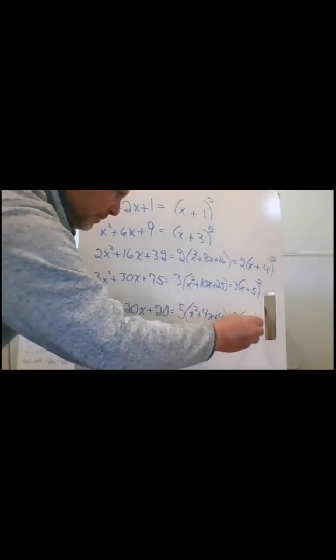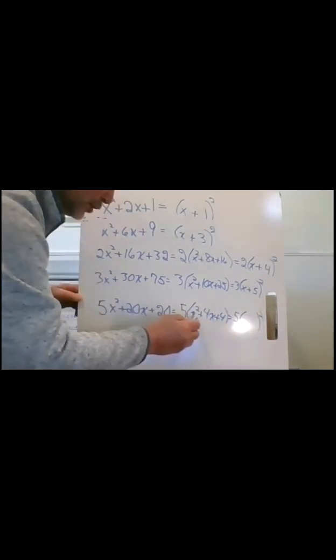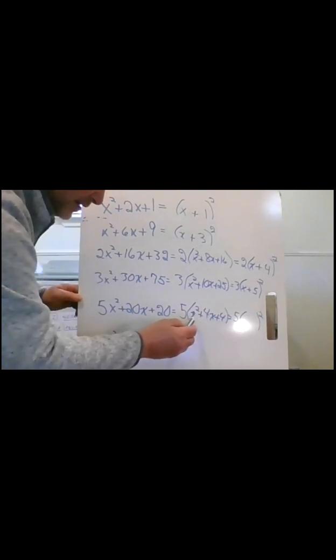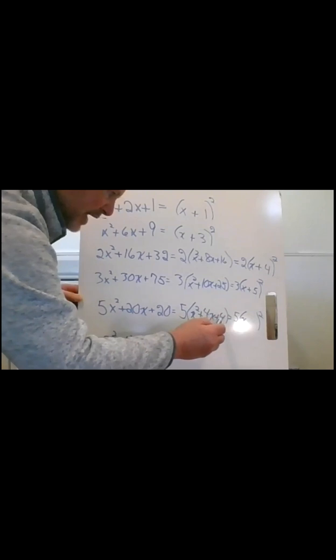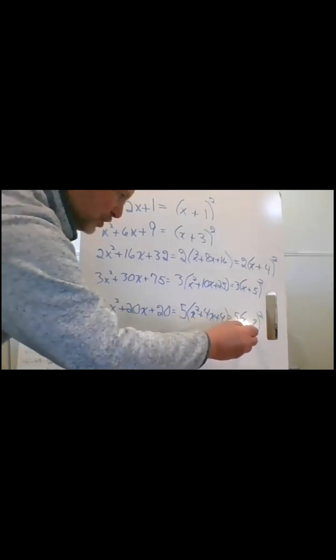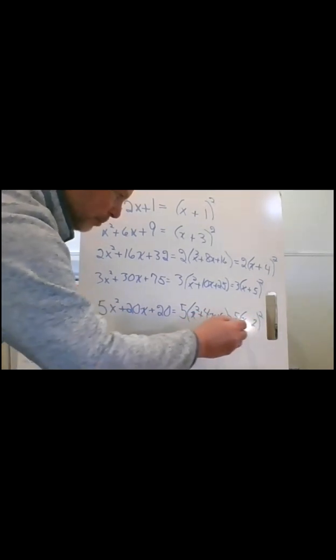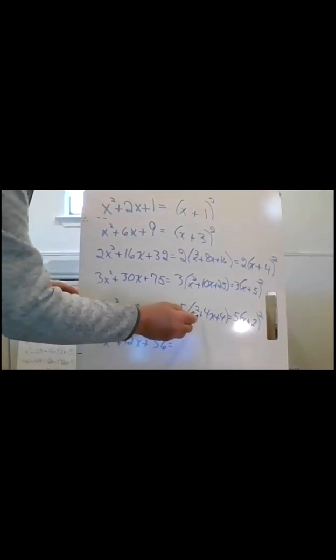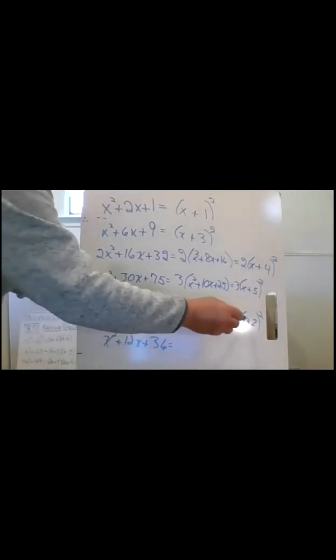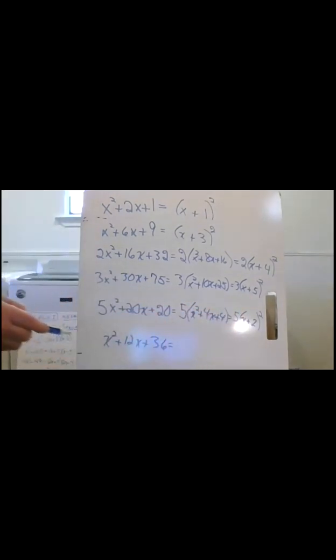And now what binomial square do we have right here? X squared gives you x, and the 4 gives you 2, and the plus gives you a plus. I should have had some with a minus here, then that would have been a minus. But you get 5 times x plus 2 quantity squared.